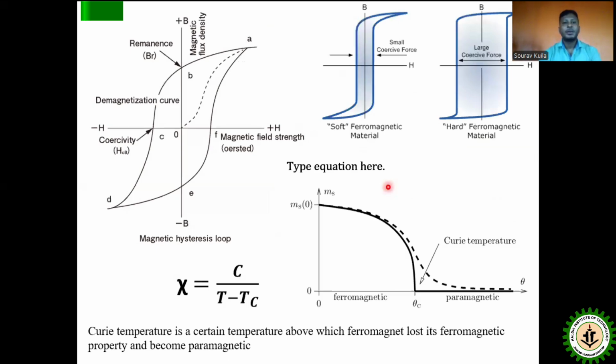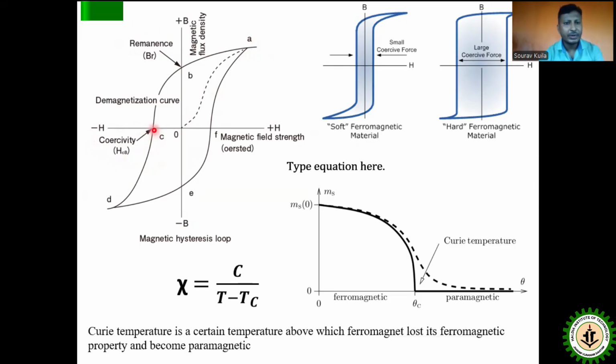So we already said that when H is 0, the retention of magnetization is called remanent magnetization or remanence. This one is the saturation magnetization, and the point at which, due to application of a reverse magnetic field, the magnet is fully demagnetized, or the magnetization is 0, is called the coercive field. This field is called the coercive field.